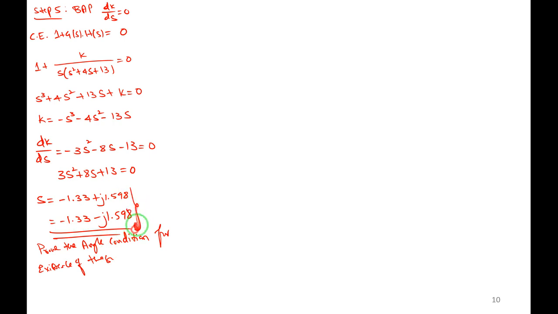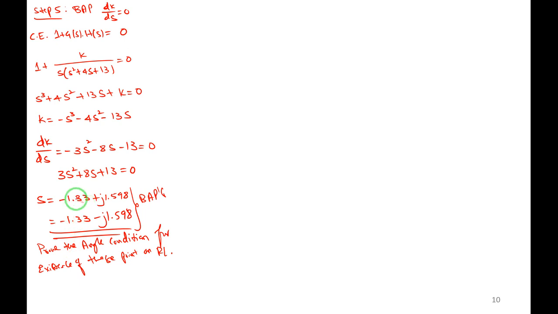These two points, BAPs, breakaway points. Prove the angle condition for the existence of these points on the root locus. Right now I will not prove the angle condition. I will assume that they satisfy it. Okay, let it be. We will not prove the angle condition.